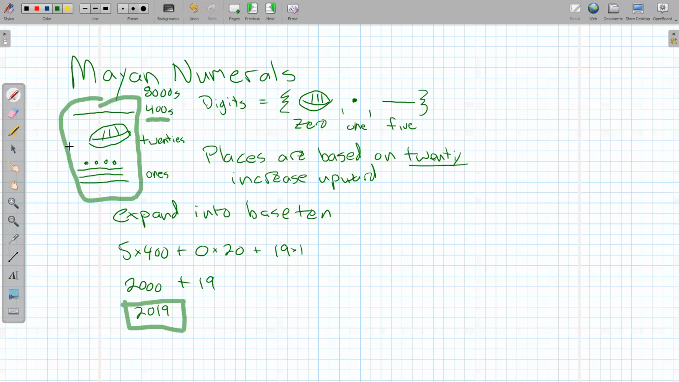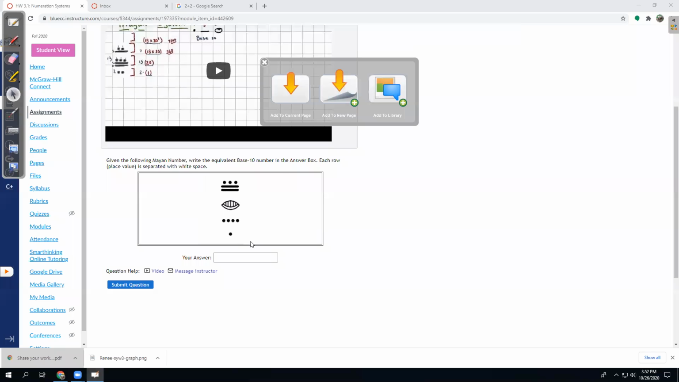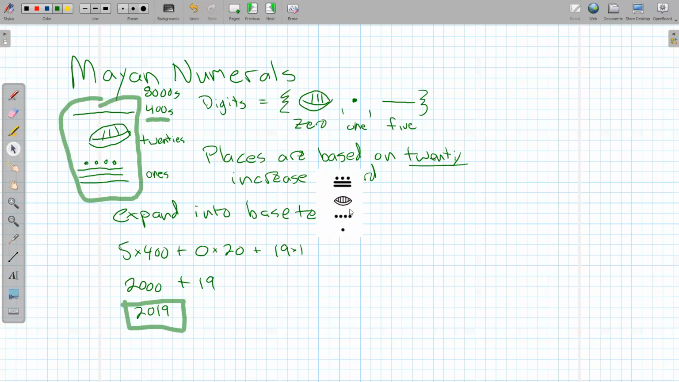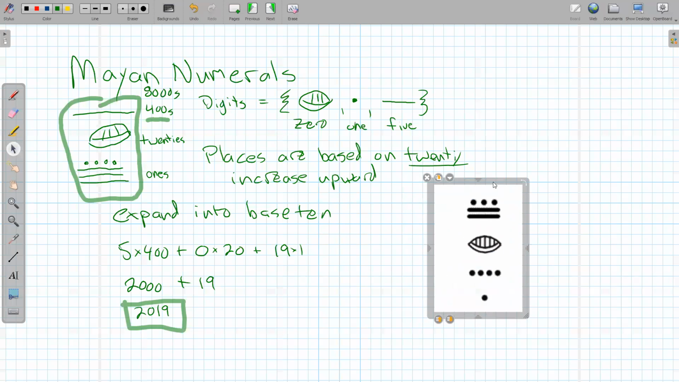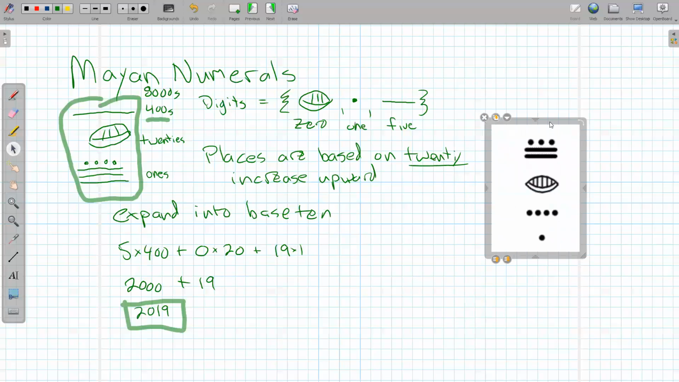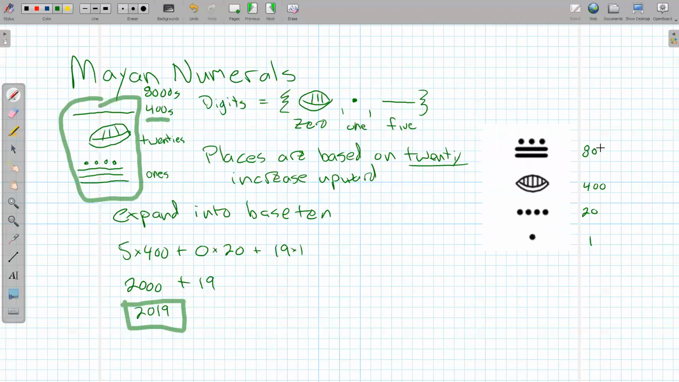So we're going to convert this numeral. Let's see which version this is using. We're going to try and convert this numeral right here, and we'll write it out in a couple of different ways. First we'll use the commerce version of the Mayan number system. So these would be my 1s, and then my 20s, and then my 400s, and then my 8,000s.